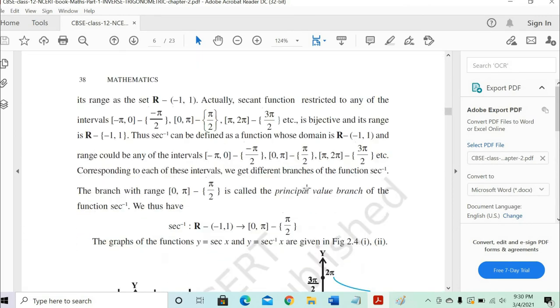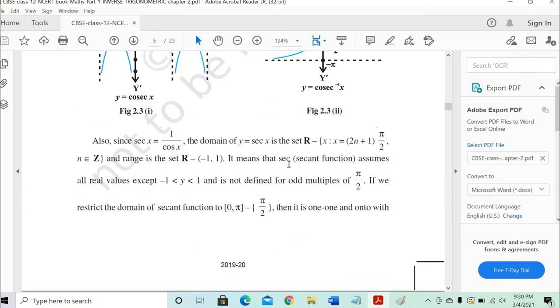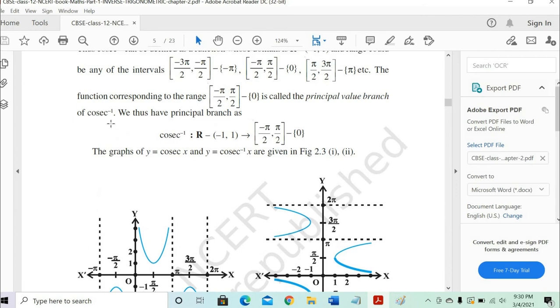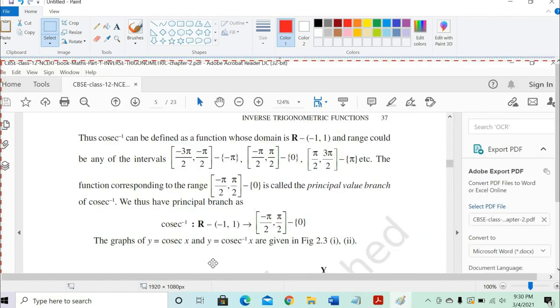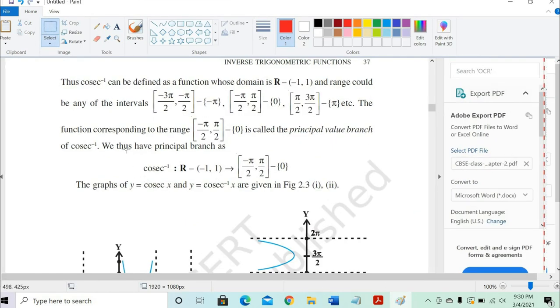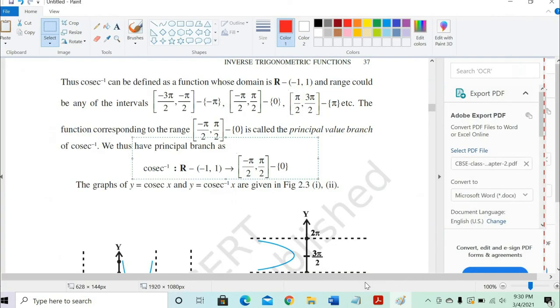Now we just have to write it down. What is the principal value branch for the cosec inverse? Just write down cosec inverse x is equal to range and this part pi by 2. Principal branch, we need to understand this part. The main part we need to understand is just to write down the principal branch of the cosec inverse function. This one. Clear? Yes, sir.